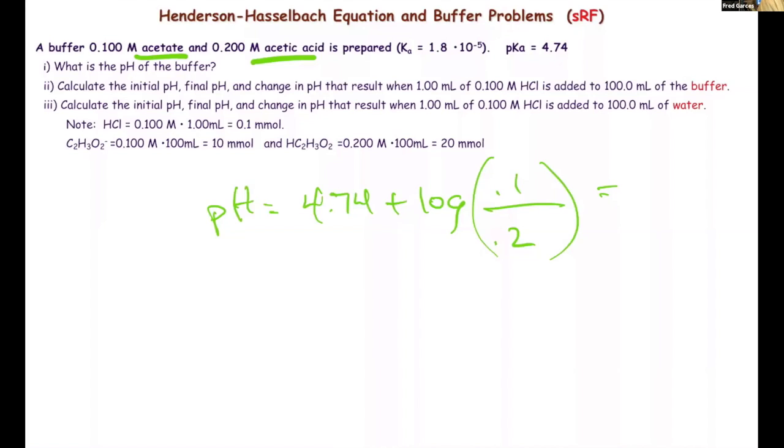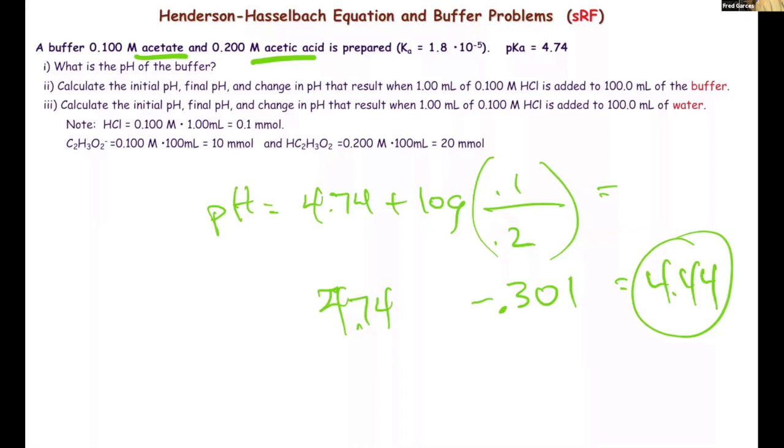0.1 over 0.2, that's 1 over 2. The log of 0.5 is going to be, always remember it's log base 10, minus 0.301, and you add that to 4.74, and you get a pH of 4.44. That's the pH of that solution.